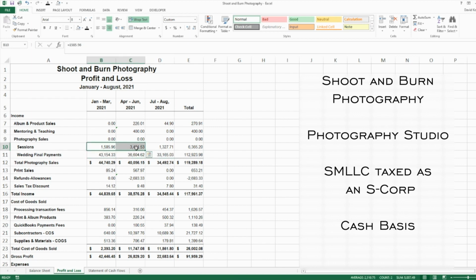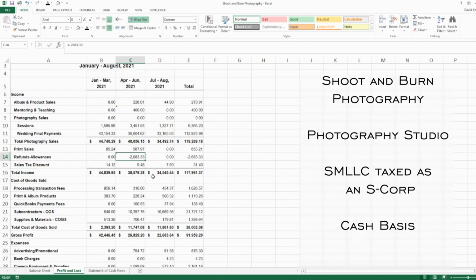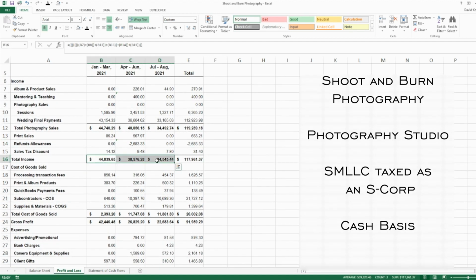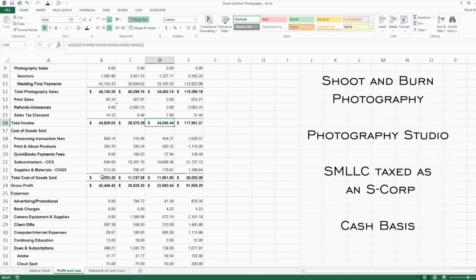When am I doing my most session work? When are albums selling? If I'm into other things like mentoring and teaching, those will show up here, and you can see where income is earned. We also get to see that refunds and allowances are broken out separately because I had to refund somebody a final payment. So you take a look at your income by quarter, and then you also want to take a look at your cost of goods sold.